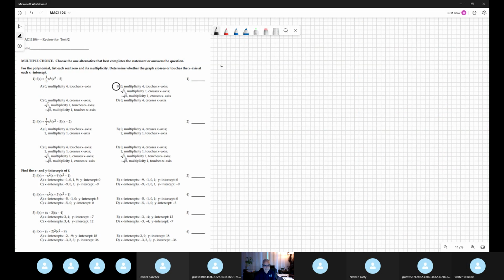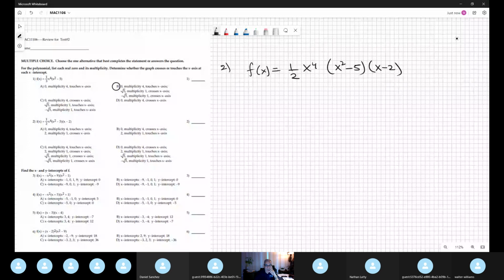Number two is similar, but it's more complicated because the polynomial is f of x equals 1/2 x to the 4th power, times (x to the 2nd power minus 5). Very similar, but you have an extra factor, which is x minus 2. I suppose the degree of this polynomial is 7: 4 plus 2 plus 1. Degree 7, but it's not important for us now.